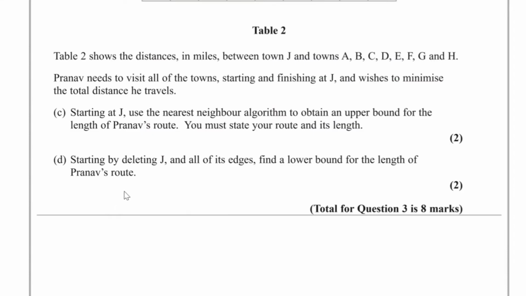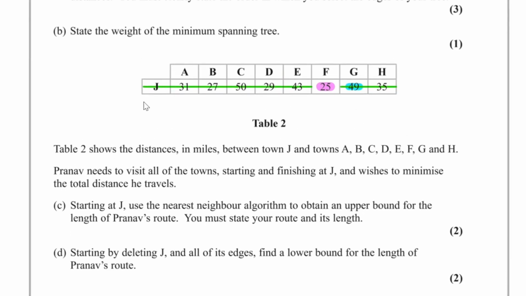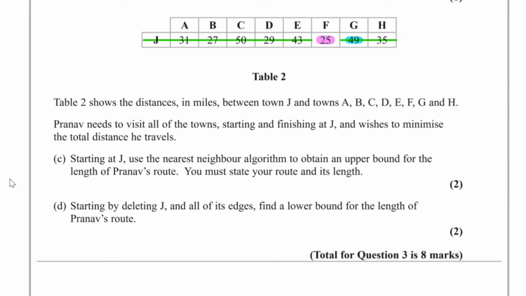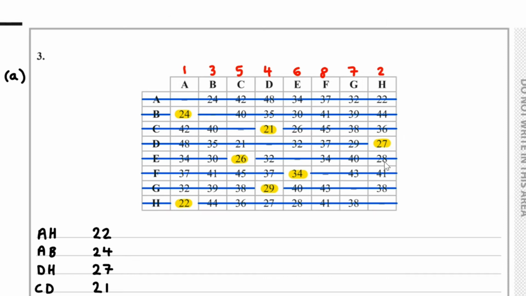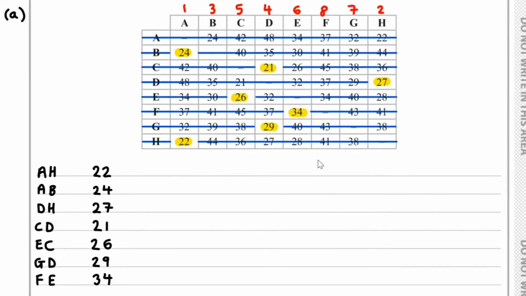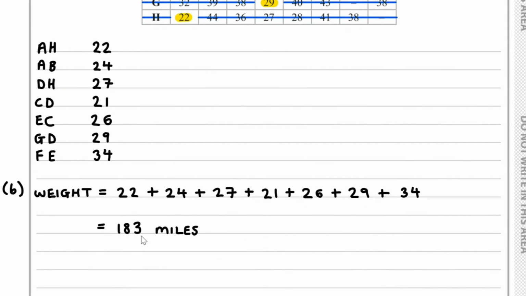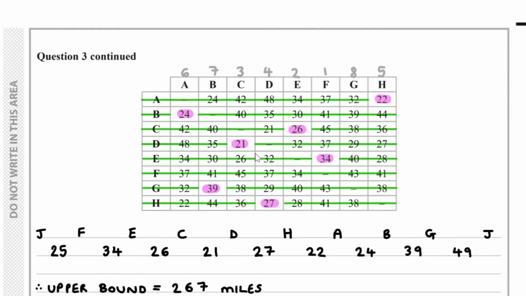For part D of the question, starting by deleting J and all of its edges, we have to find a lower bound for the length of the travelling salesman's route. Now we are told to delete J, and once we delete J, we then apply Prim's algorithm to what's left over. Now happily for us, we already applied Prim's algorithm. We did that in part A. We found the weight to be 183 miles.